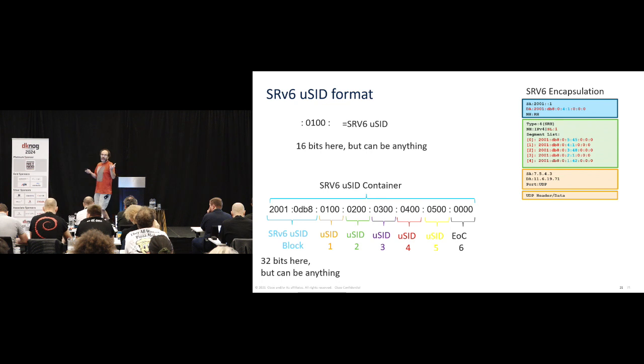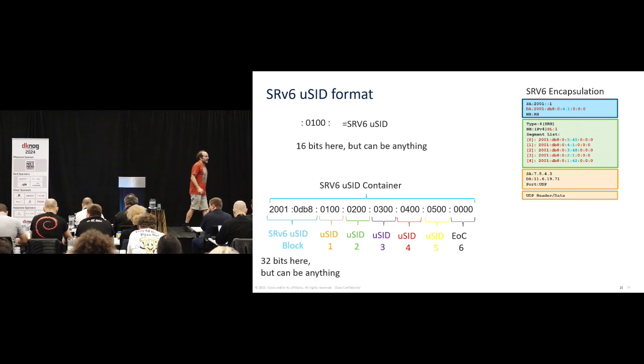You don't really need 2 to the power 80, and 16 bits seems to be reasonable, and we can play with the size. We can put more if we need. And we put those micro-SIDs into what we call the SRv6 container. The container is exactly those 128 bits, to fit the IPv6 destination address field of the outer IPv6 header.